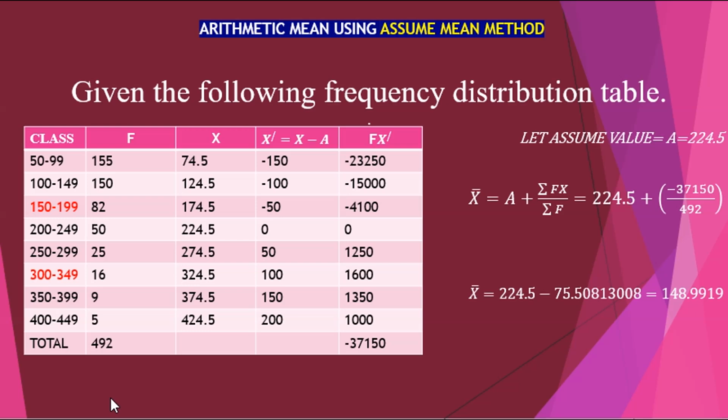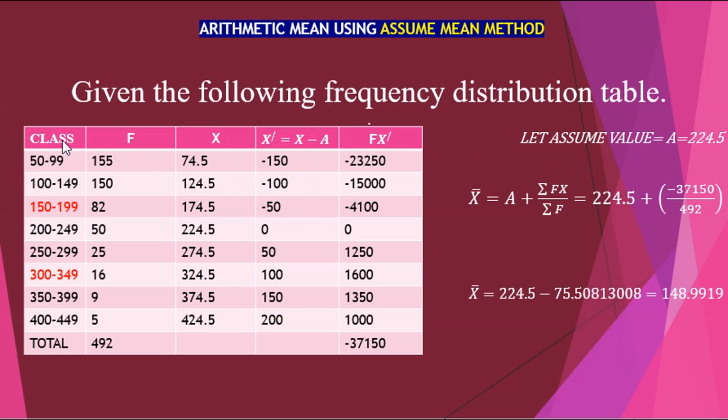Welcome to this tutorial. In this tutorial, I want to calculate arithmetic mean using the assumed mean method. Although in calculating arithmetic mean, there are various methods by which it can be calculated, in this tutorial I want to adopt the assumed mean method. Given the following frequency distribution table, we are going to use this table to calculate the mean by using the assumed mean method. How are we going to do it?